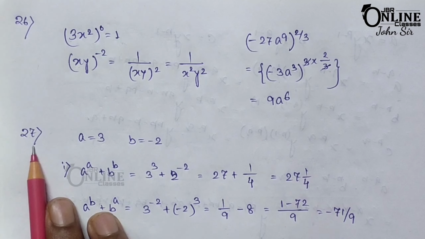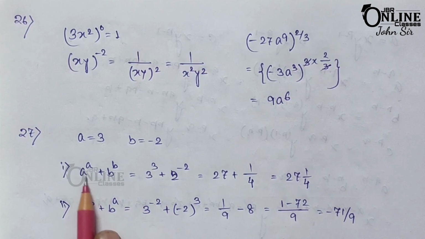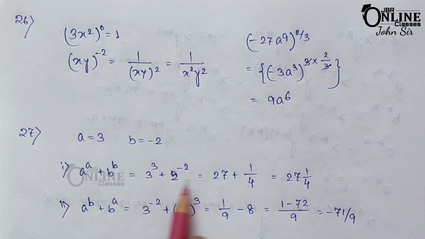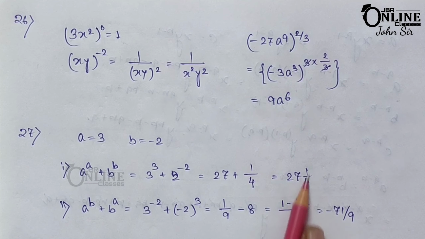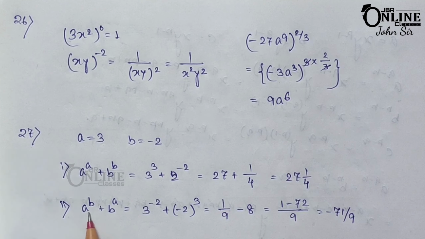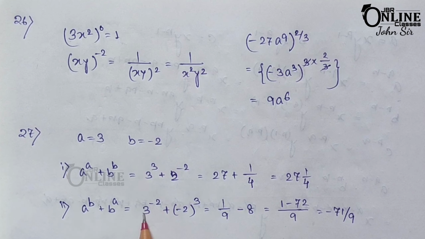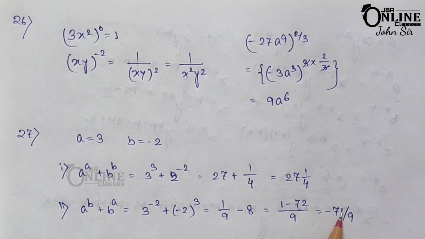Next, 27. If a equal to 3, b equal to minus 2, then find the value of this one. You just have to put down the value of a. So here 3 to the power 3, here 2 to the power minus 2. It becomes 27 plus 1 by 4, that means 27 whole 1 by 4. And next, a to the power b plus b to the power a, that becomes 3 to the power minus 2. 3 to the power minus 2 means 1 by 3 square, so 1 by 9. And minus 2 whole to the power 3 means minus 8, so here minus 8. 9 is the LCM and the final answer will be minus 71 by 9.